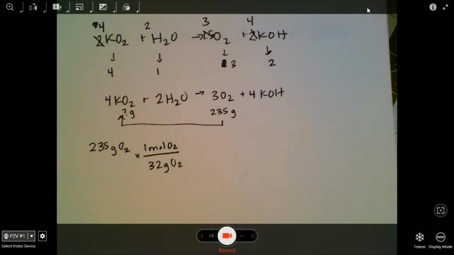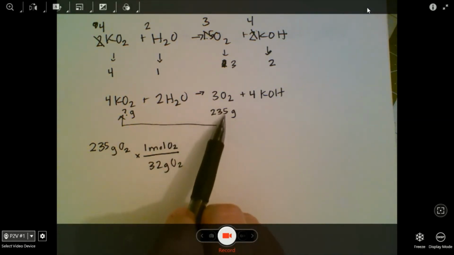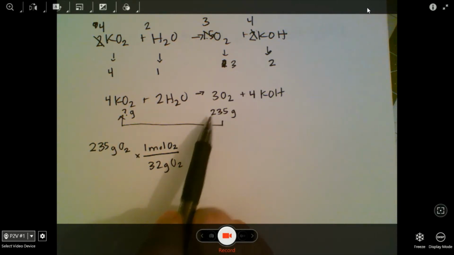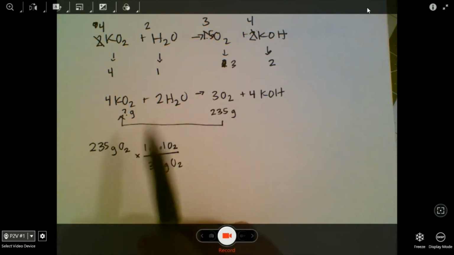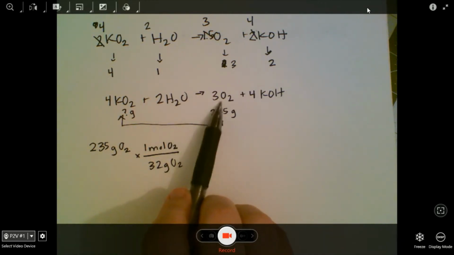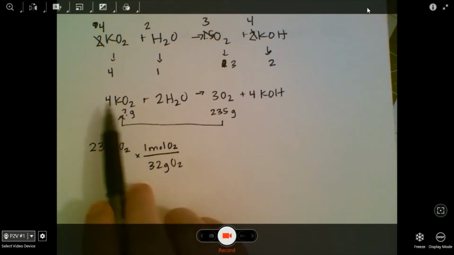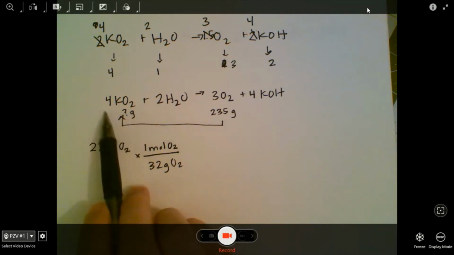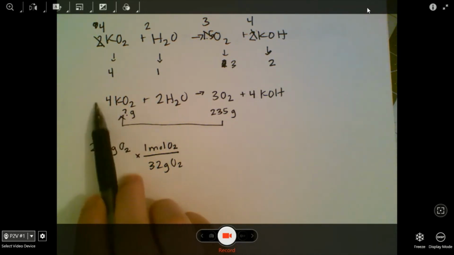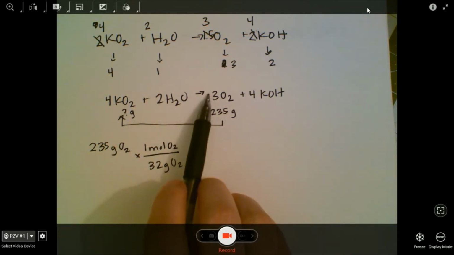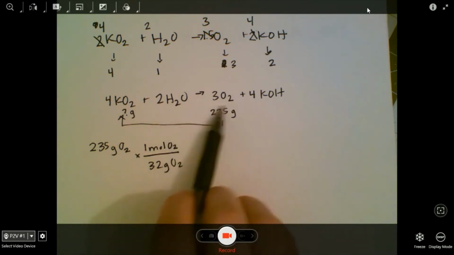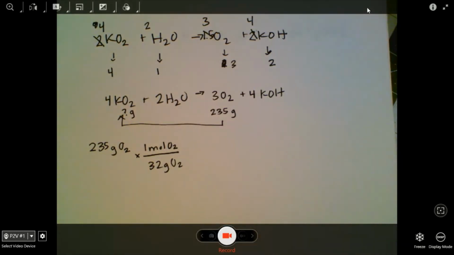And what we need to do is take a look at how many moles of oxygen are produced when I have so many moles of potassium superoxide. And that ratio comes from these coefficients in front. So if I have 4 moles, or, in theory, 4 molecules of KO2 that react with an unlimited amount of water, I would be able to have 3 moles or molecules of O2 show up.